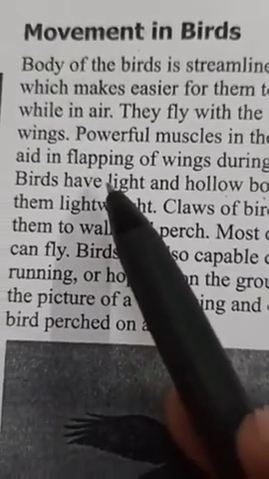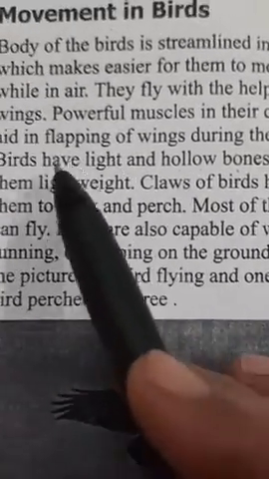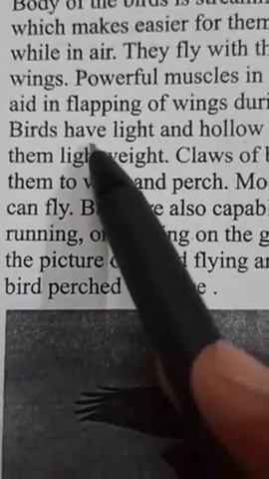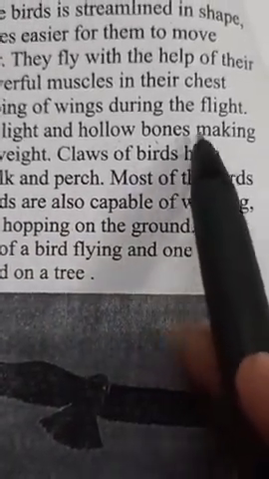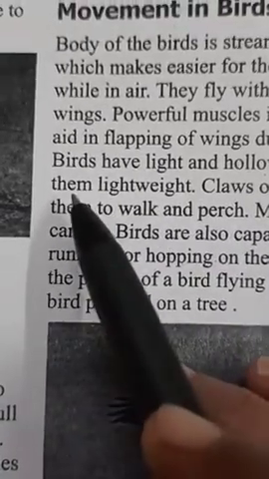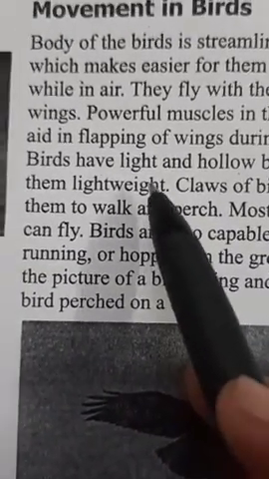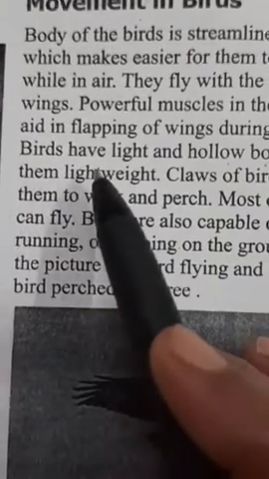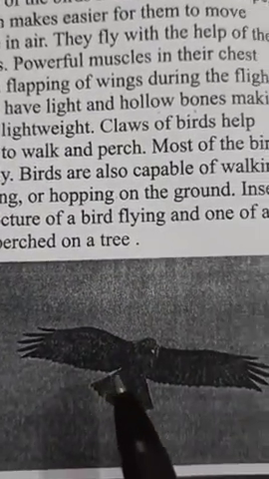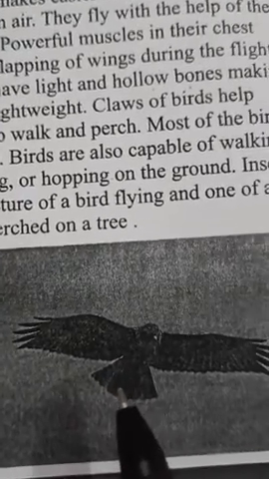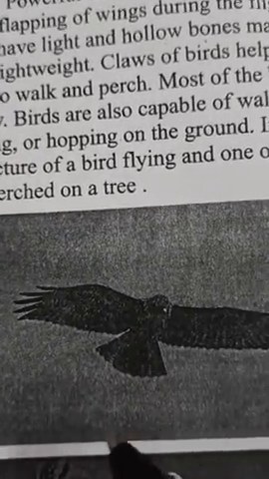So birds have light and hollow bones, making them lightweight. Children, all the birds have hollow bones or light bones. Yeah, naturally, if anything is hollow, that becomes light.